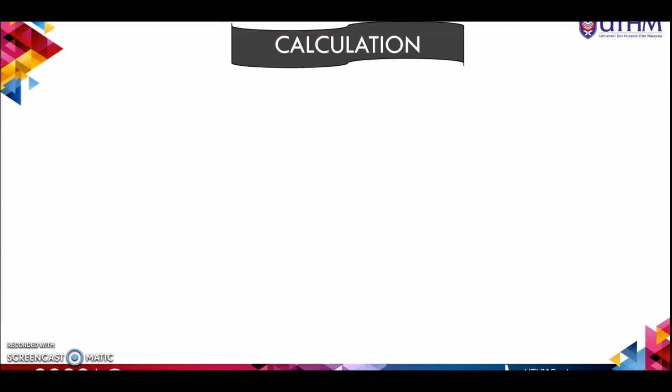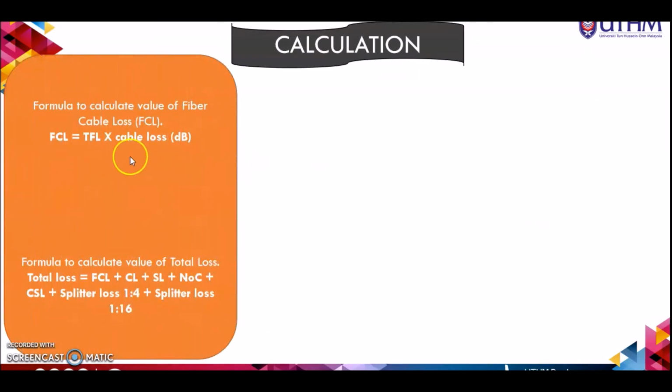Okay, for the calculation, this is the formula to calculate the value of fiber cable loss, which is the TFL multiplied by the cable loss. TFL is the distance between OLT to the user. Then to calculate the total loss is FCL plus CL plus SL plus NOC plus CSL plus splitter loss 1 to 4, then plus splitter loss 1 to 16.